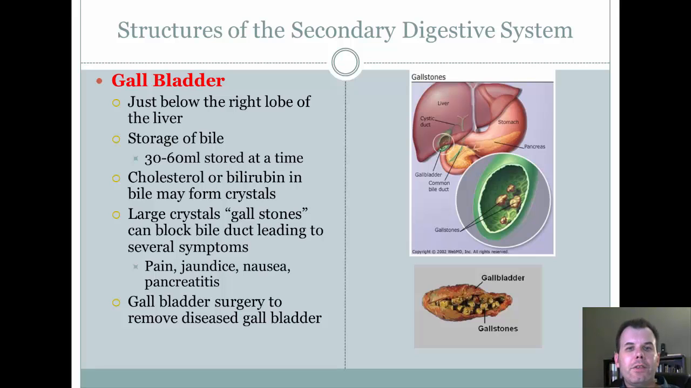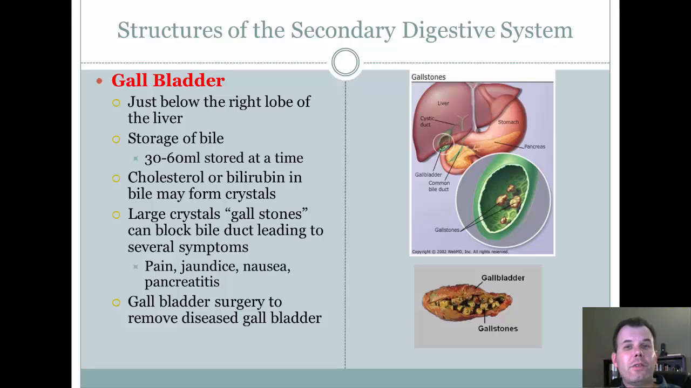Now, people that have these large crystals or gallstones can block the bile duct, and that can be a serious issue. You get severe pain with that. You get jaundice because, again, the bilirubin doesn't go into the bile. It starts getting into the blood. So people start to get yellowing of the skin and eyes. It can lead to nausea. Can lead to blockage of the pancreas. So then you get pancreatitis, which is basically inflammation of the pancreas, which can be very painful. Can lead to a lot of things.